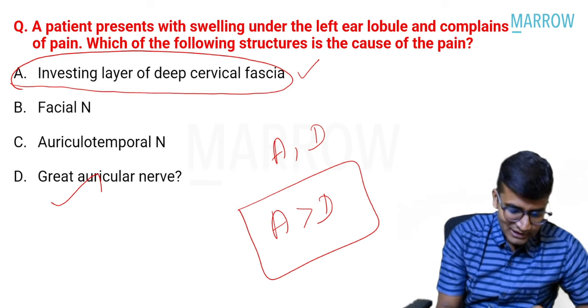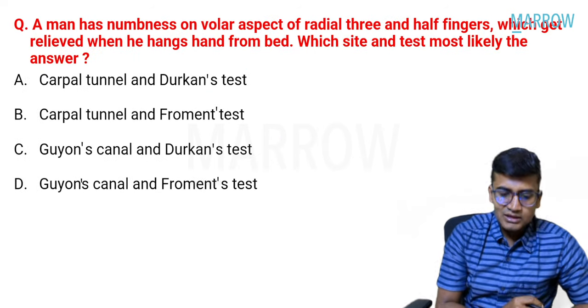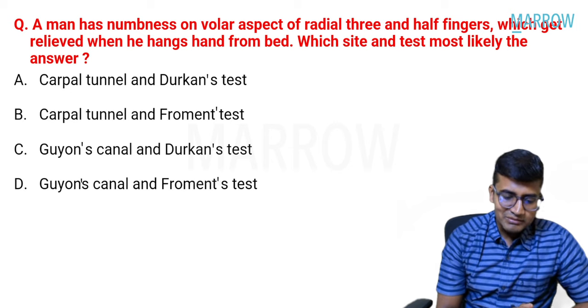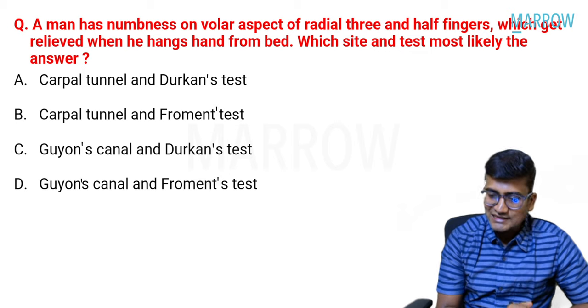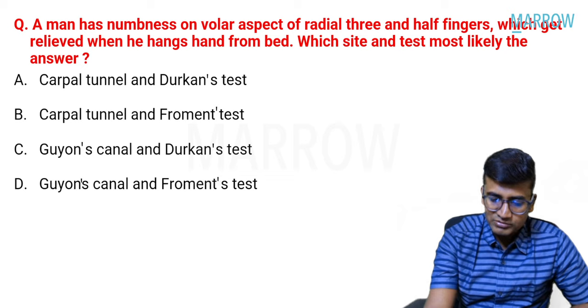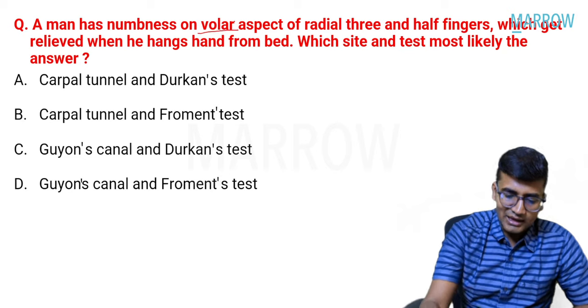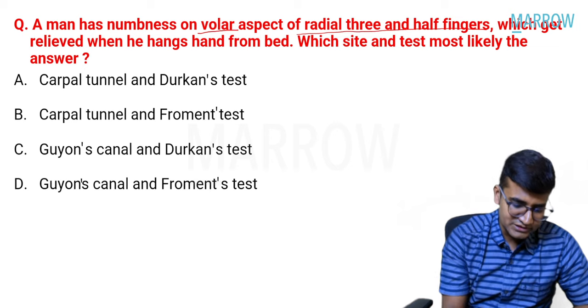Okay, right, now see the next question. Now the next question is from the upper limb. They gave the question: a man has numbness on the volar aspect of the radial 3.5 fingers, which gets relieved when he hangs down from the bed. Which site and test is most likely the answer? Now the point is, volar means palmar. So the palmar aspect of the lateral 3.5 fingers.